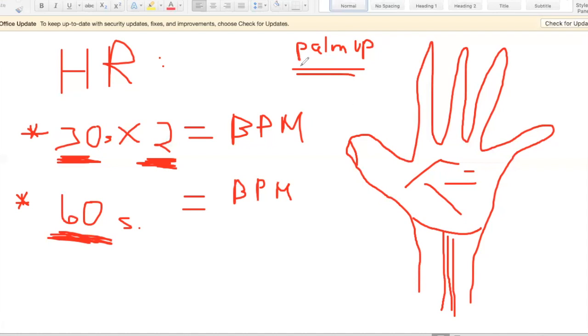Now, the way that you palpate heart rate is you palpate the radial side, and we'll have to explain what the radial side of your arm is. The radial side of the arm with your index finger and your middle finger.